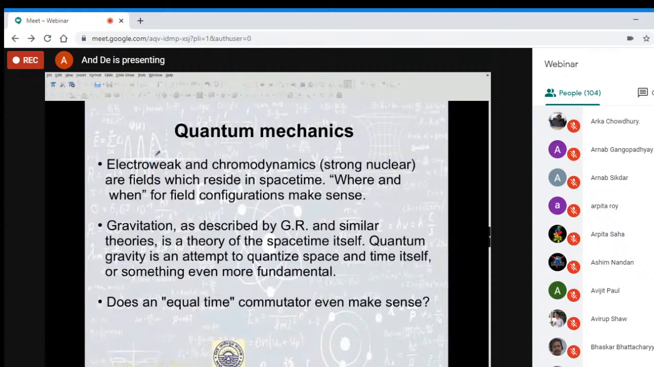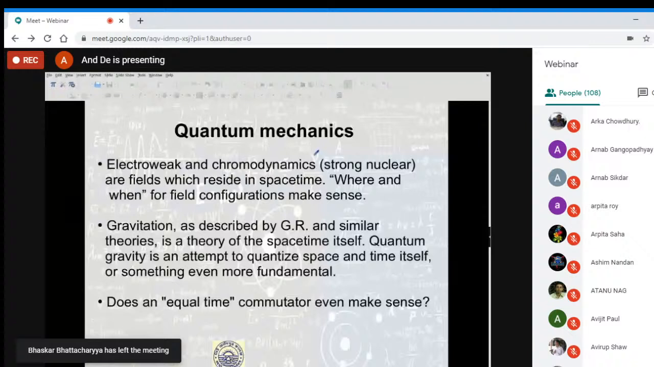The electroweak force, electromagnetism and weak force, and chromodynamics, the strong nuclear force, are fields like photons that reside in space-time. You can ask where and when these things exist. Where does the photon exist? When did it exist? When was it absorbed? This makes sense for regular fields. We say that these fields propagate on a space-time, and the space-time gives you the where and the when. That's why it's called space-time.